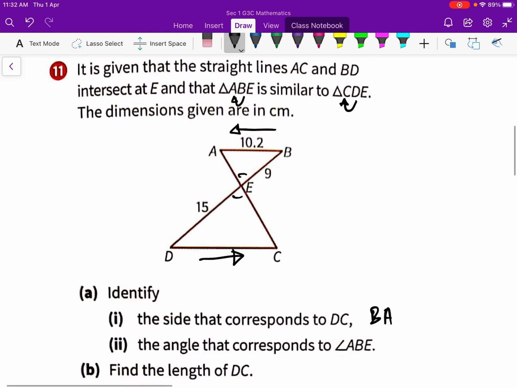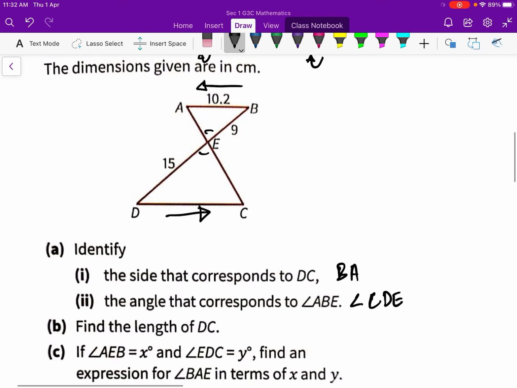Next, the angle that corresponds to ABE. ABE, well, that's just the name of the triangle. CDE then. ABE, CDE. So where is that angle? ABE and CDE.